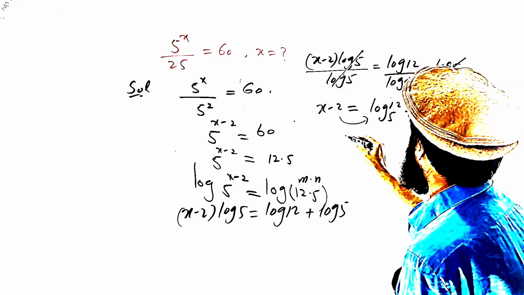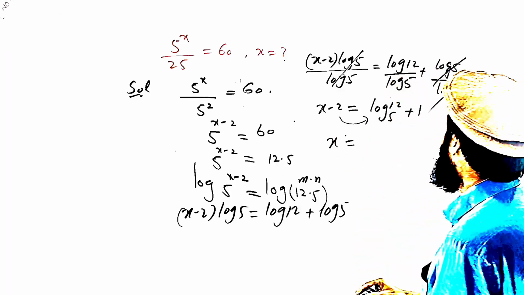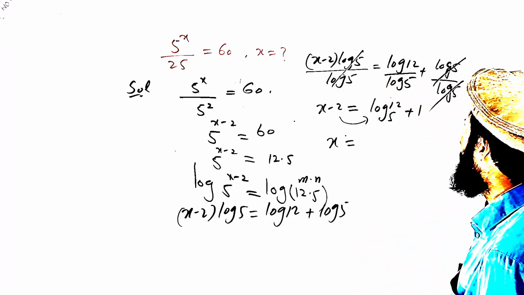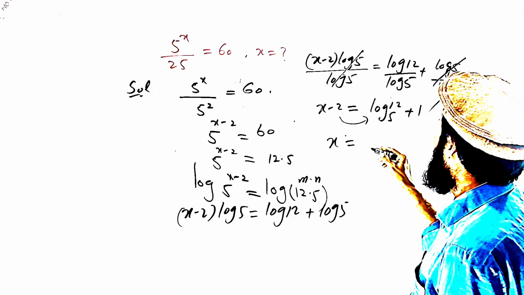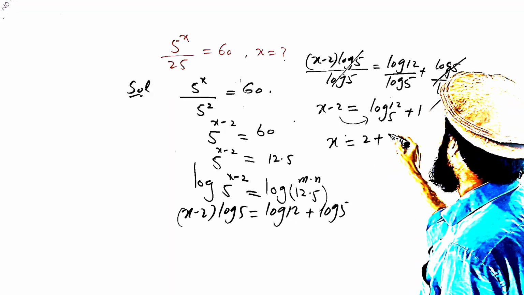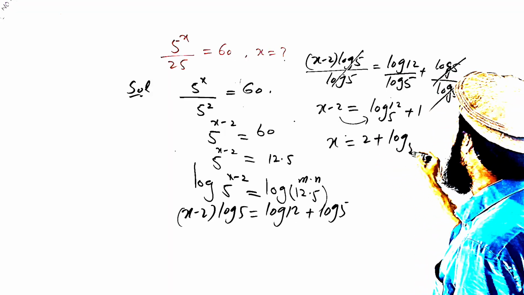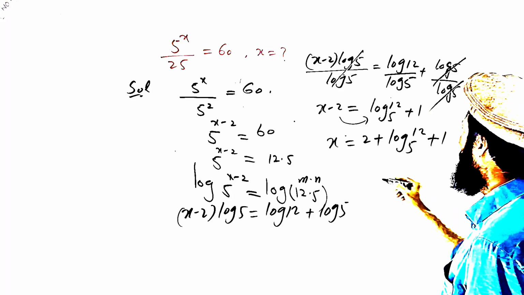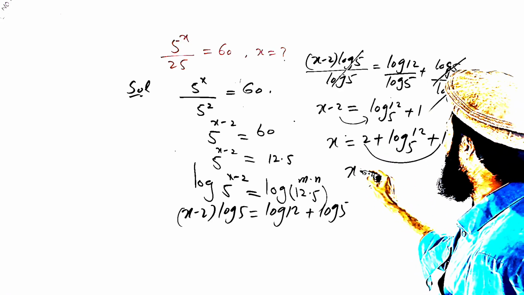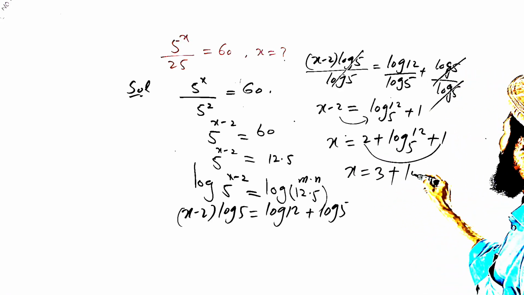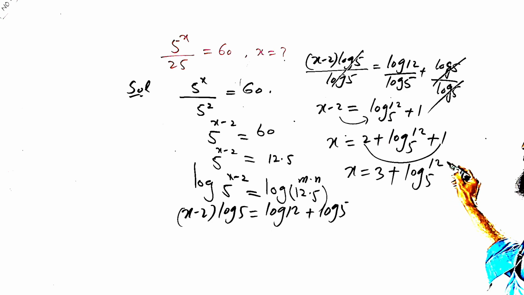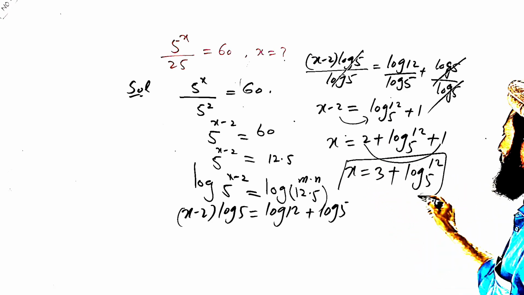Now we transfer this result, x is equal to 2 plus log base 5 of 12 plus 1. So we have this result, x is equal to 3 plus log base 5 of 12, is the solution of this question.